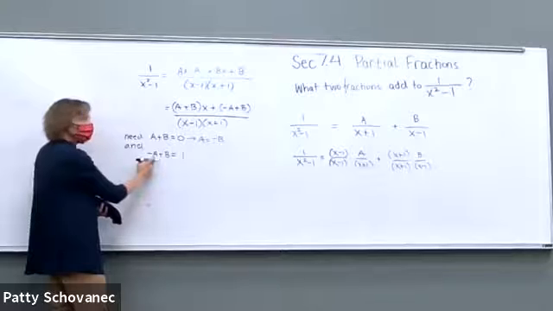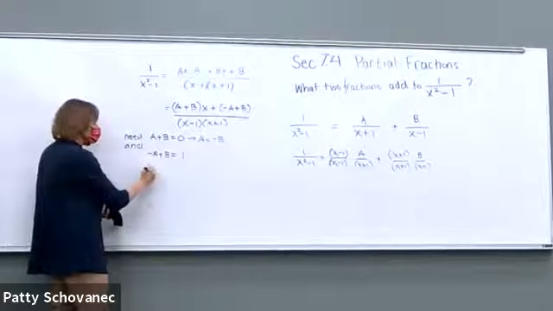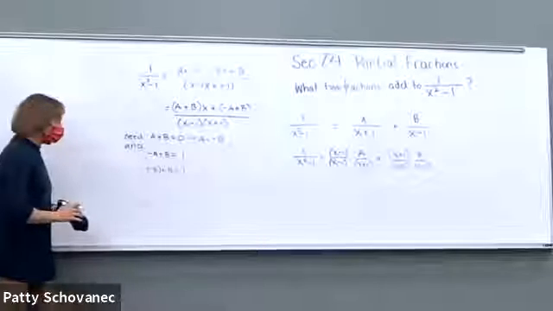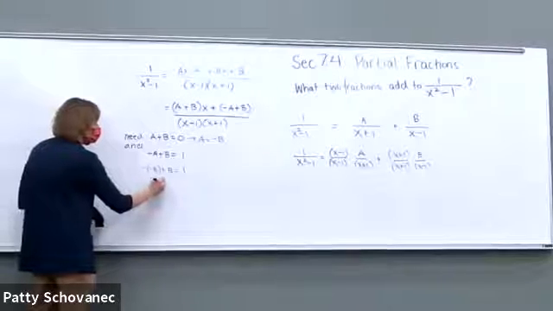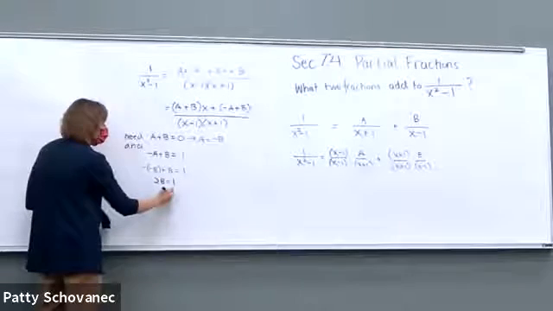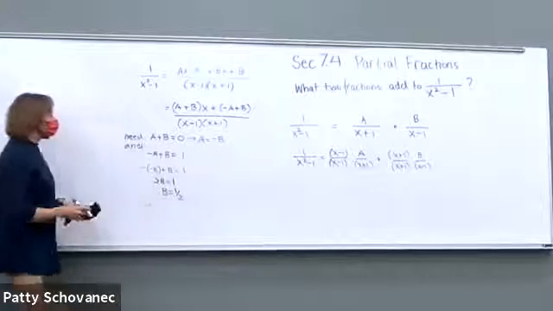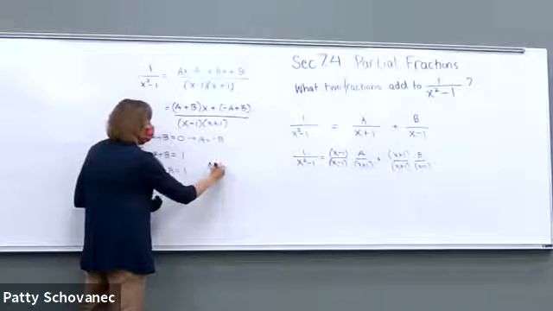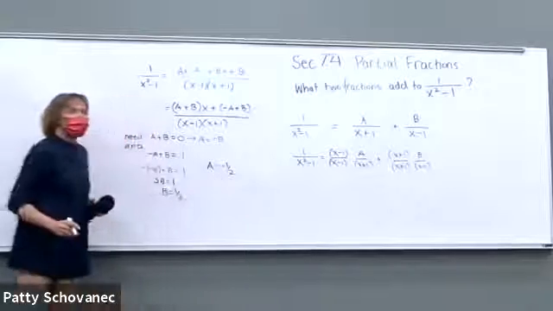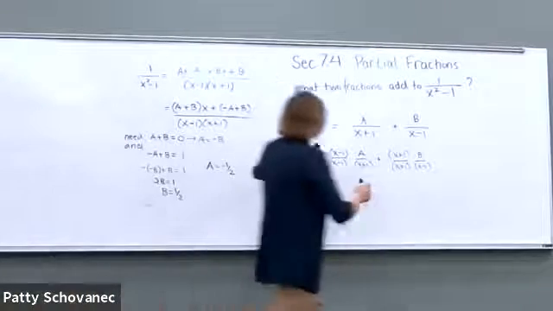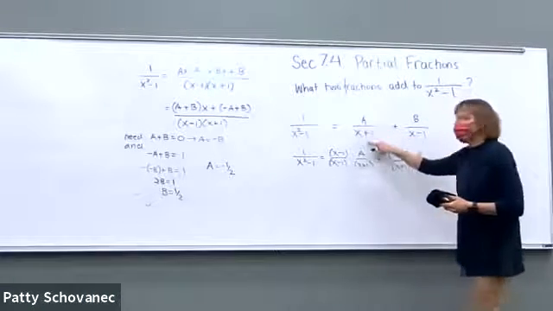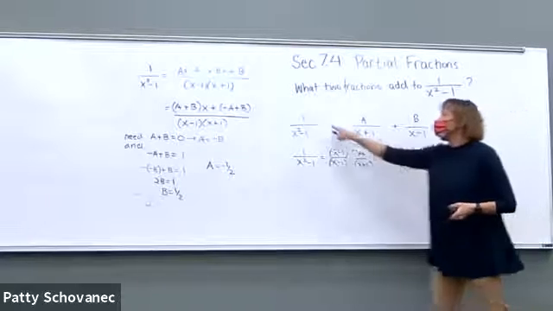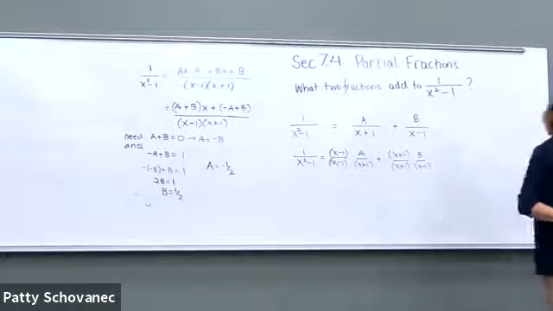So if I substitute that in here, I have the opposite of b added to b is equal to 1. So 2 times b is 1. That says b is a half. If b is a half and a is the opposite of b, a is a negative 1/2. So our conclusion is that I add negative 1/2 over x plus 1 to positive 1/2 over x minus 1 to get 1 over x squared minus 1.